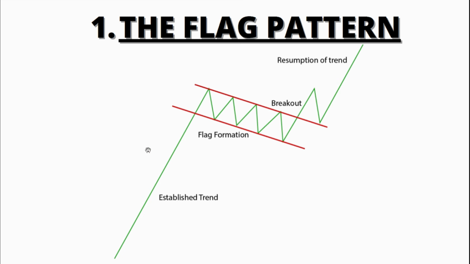So the pattern forms like this. There is already an established trend, and then the trend goes down a little bit, forms a flag. So this is considered as a flagpole, and this is considered as the body of the flag. So this forms the flag, and then the price finally breaks out and then continues with the trend. So you can see there is already an uptrend going on. The price goes down a little bit, forms the flag, and then continues to go in the uptrend and continue the trend.